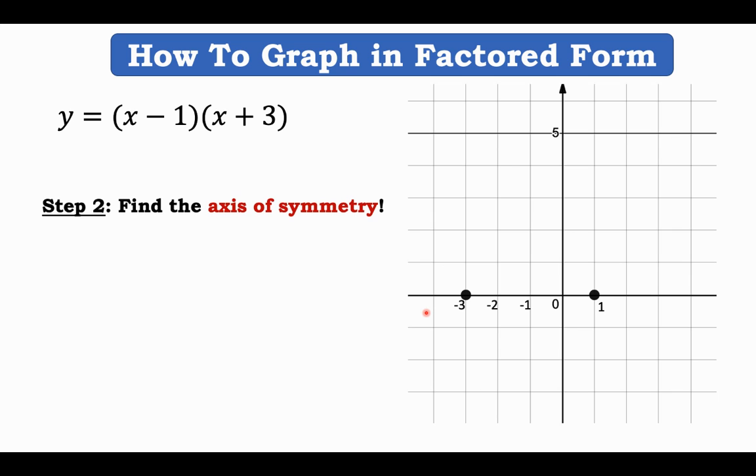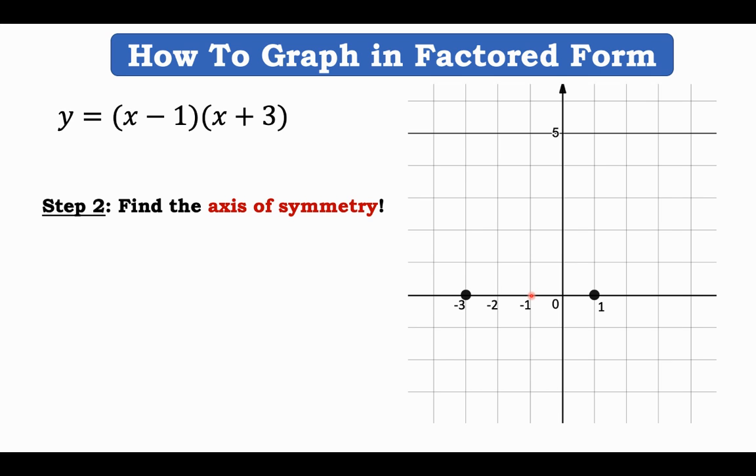Step 2 is find the axis of symmetry, also known as the line of symmetry. Those mean the same thing. The axis of symmetry or line of symmetry can be found one of two ways. You can take a look at these points and see where the middle point is. So 1, 2, 3, these are 4 units apart, so halfway would be 2. Half of 4 is 2, so 1, 2 from there, you're right there at -1.